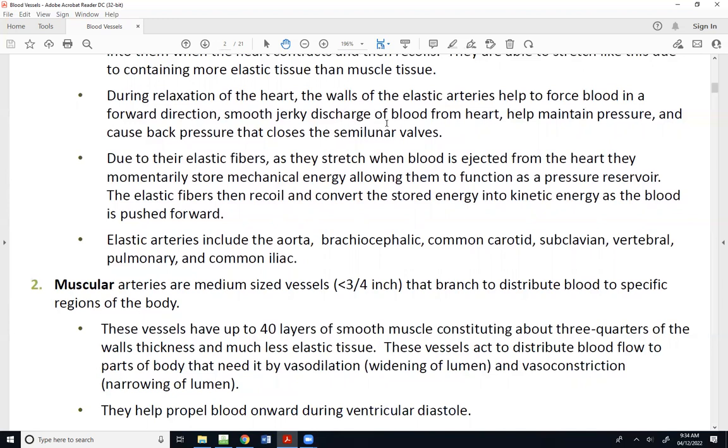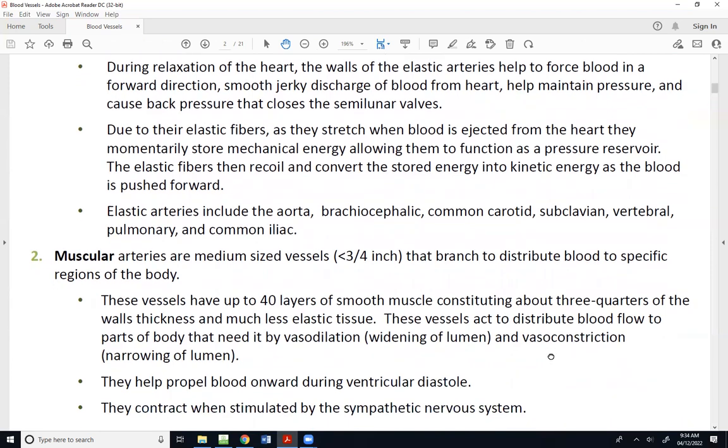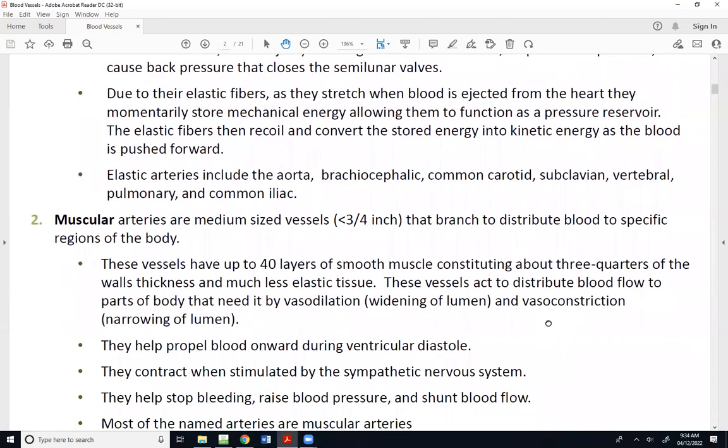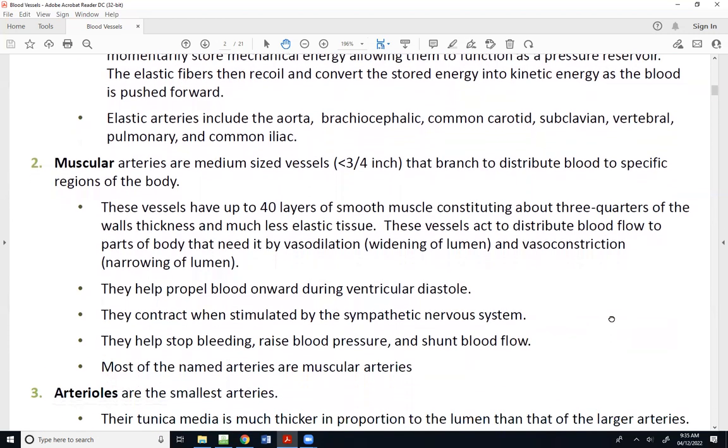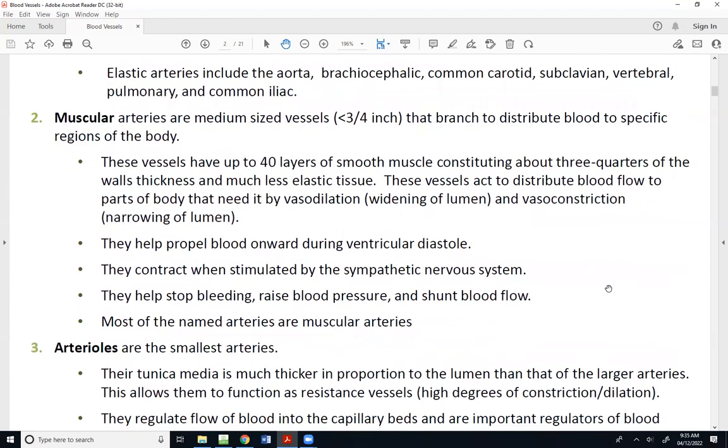That also helps with smoothing the jerky discharge of blood from the heart, helps maintain your blood pressure, and causes back pressure to cause the semilunar valves, the aortic valve and the pulmonary valve that we learned about last week, to close. Okay. Due to these elastic fibers, as they stretch when blood is ejected from the heart, they momentarily can store mechanical energy, allowing them to function as a pressure reservoir. The elastic fibers then recoil and convert the stored energy into kinetic energy as the blood is pushed forward. So they kind of slingshot that blood forward because of this energy that develops when they're stretched.